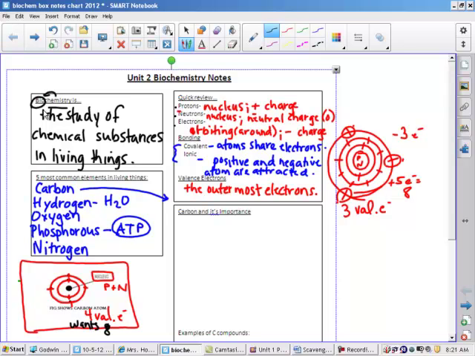So let's write some of that down that we just said. Number 1, we said that carbon has how many valence electrons? Has 4 valence electrons. It wants how many? How many does it need in order to feel full on the outer layer? It wants 8 valence electrons.